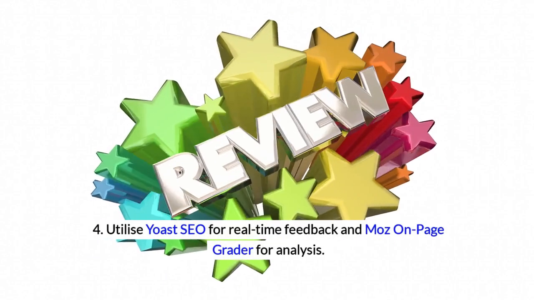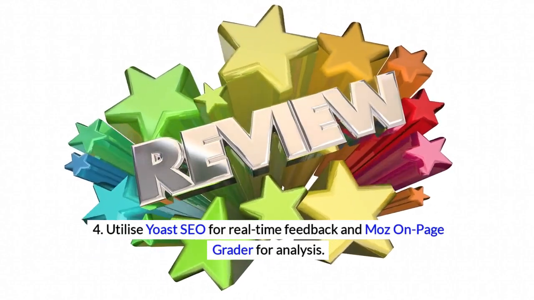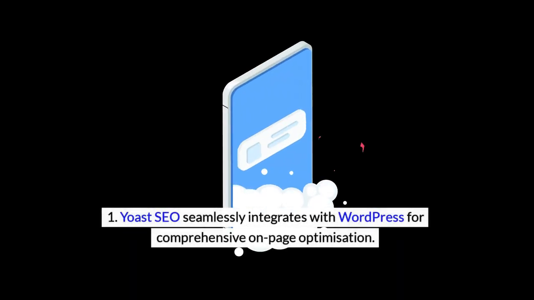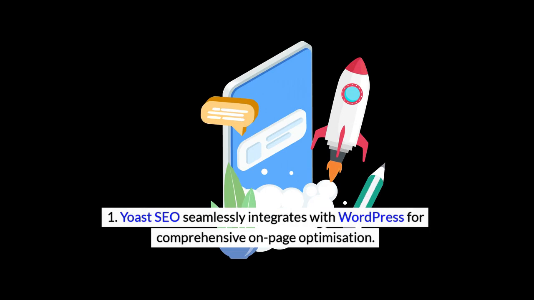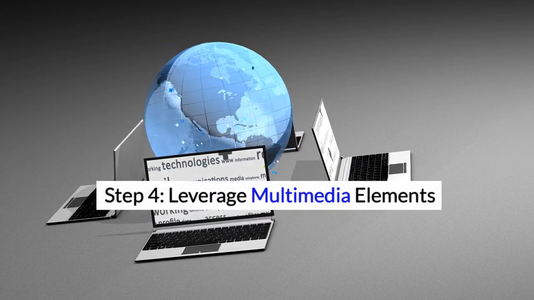3. Add alt text to images using relevant keywords. 4. Utilize Yoast SEO for real-time feedback and Moz On-Page Grader for analysis. Recommendation. 1. Yoast SEO seamlessly integrates with WordPress for comprehensive on-page optimization. Step 4. Leverage multimedia elements.